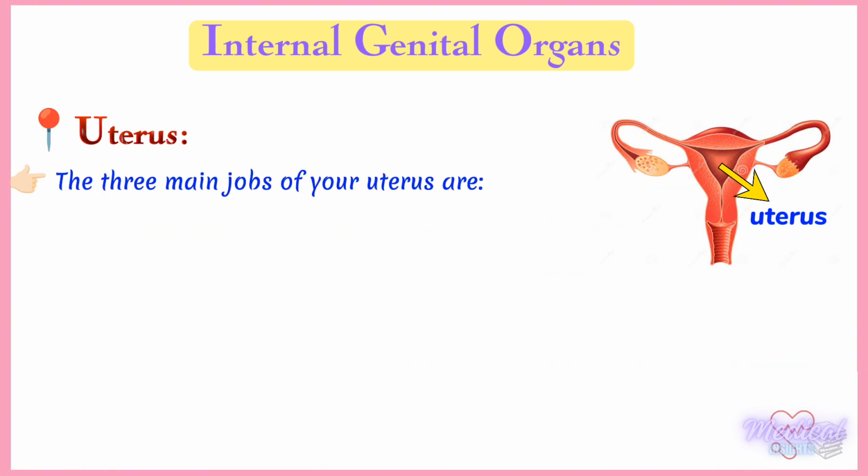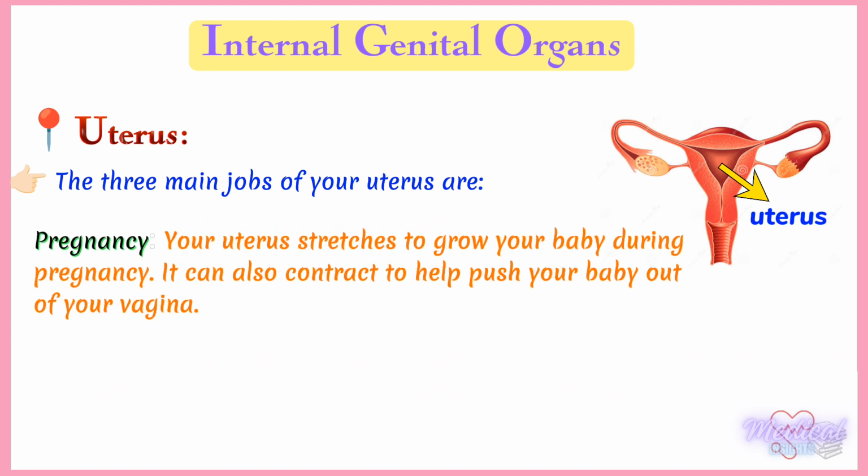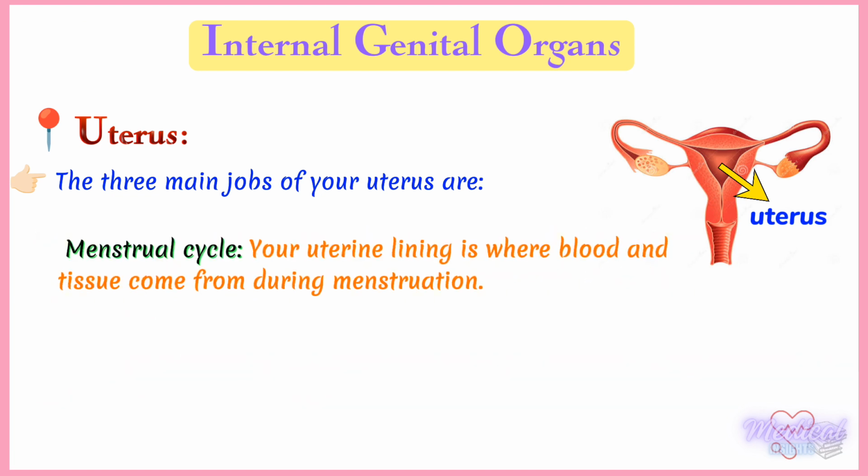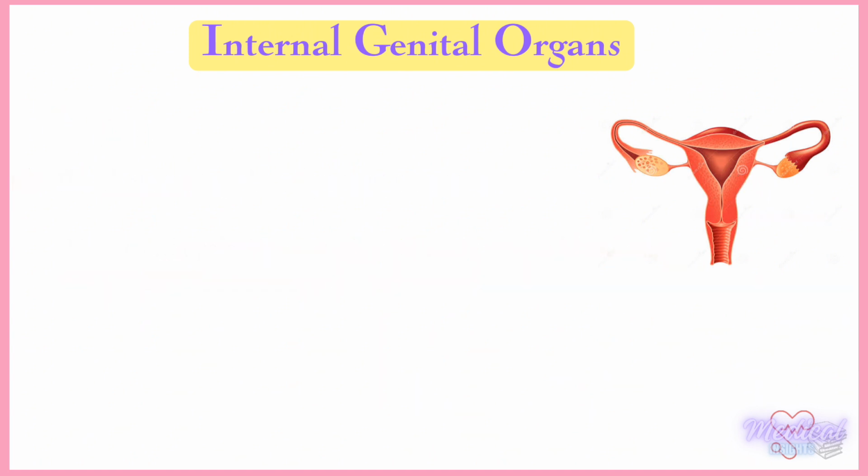The three main jobs of your uterus are: number 1, pregnancy. Your uterus stretches to grow your baby during pregnancy. It can also contract to help push your baby out of your vagina. Number 2 is fertility. Your uterus is where a fertilized egg implants during conception and where your baby grows. Number 3 is the menstrual cycle. Your uterine lining is where blood and tissue come from during menstruation.